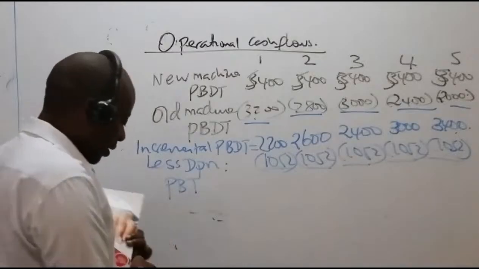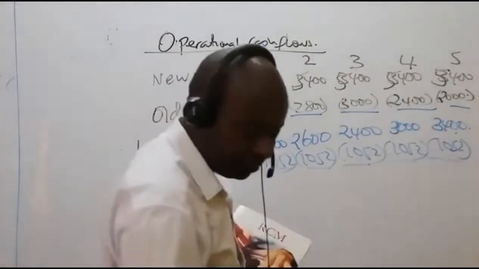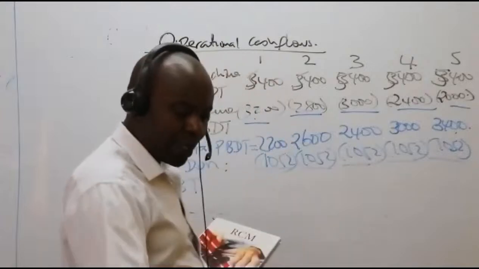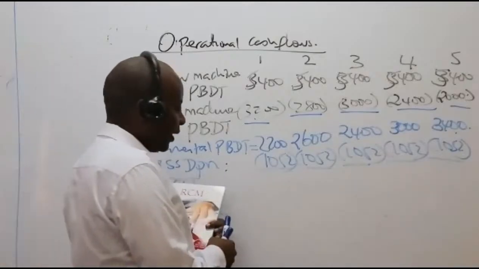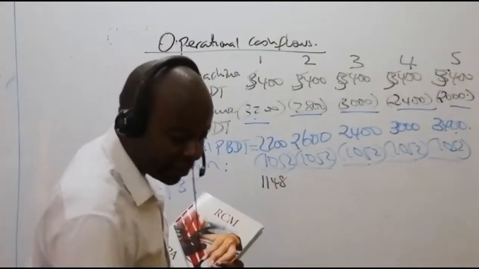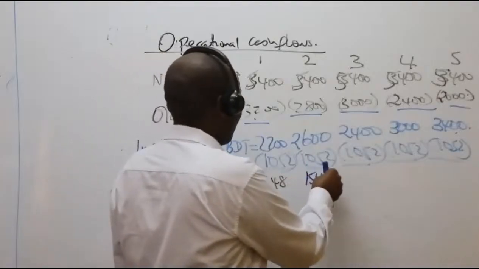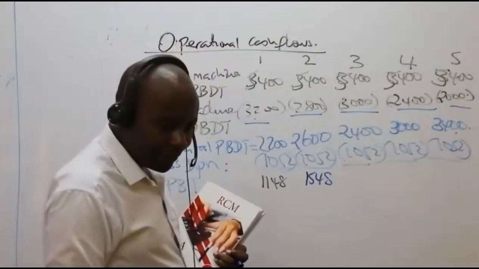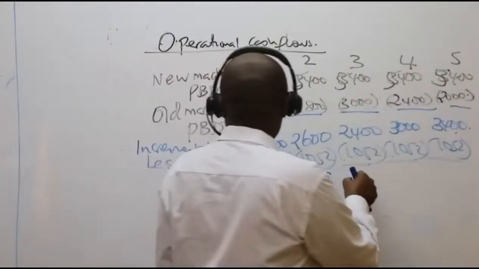Profit before tax, what metrics do we have here? Somebody talk to me. The first one, somebody tells me, is 1148. The second one, ladies and gentlemen, will be 1548. The third one, 1348.